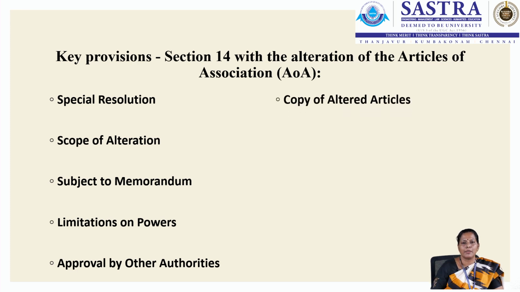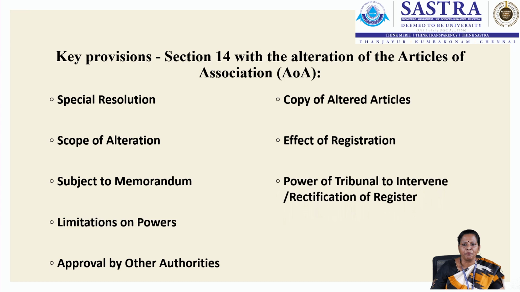Once the alteration has been done, after passing a special resolution, the company will have to submit a copy of the altered articles of association to the Registrar of Companies within 30 days from the date of such changes that had been made in the articles of association. These changes become effective from the date that has been mentioned by the Registrar of Companies. From that day onwards, whatever changes had been made by the company become effective.